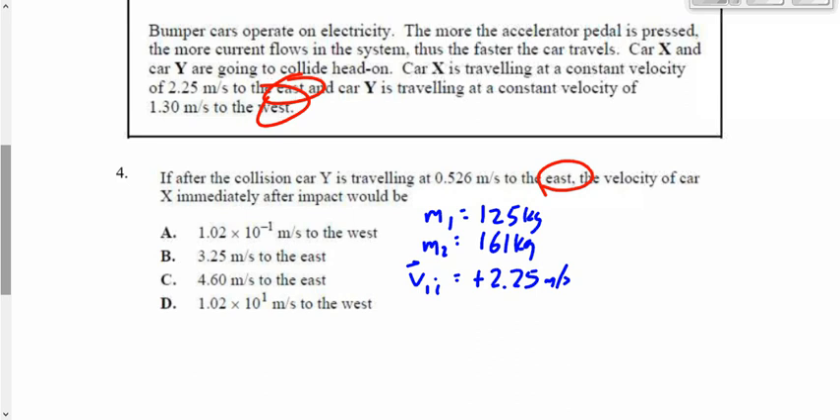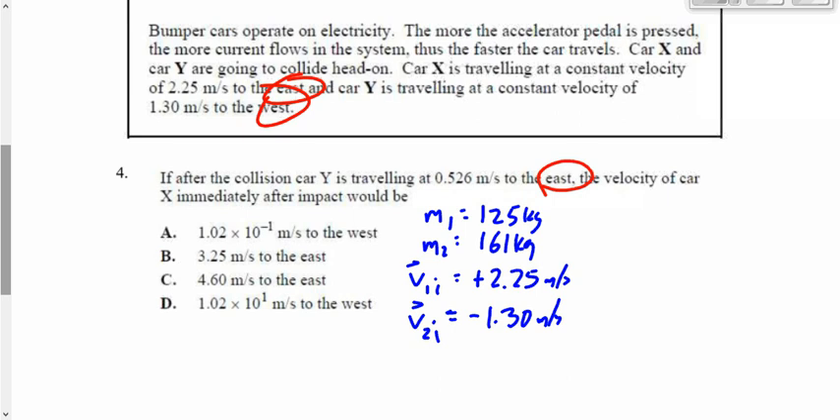Okay. Let's take a look at the 1.3. That's a negative because it's to the west. Henry, is that going to be V1 or V2? Yes, good. And is that going to be V2I or V2F? Nope. It says car 1 collides with car 2, or car X collides with car Y, and then afterwards they're going at different speeds. That's going to be V2 initial, right? V2I. Make sense?